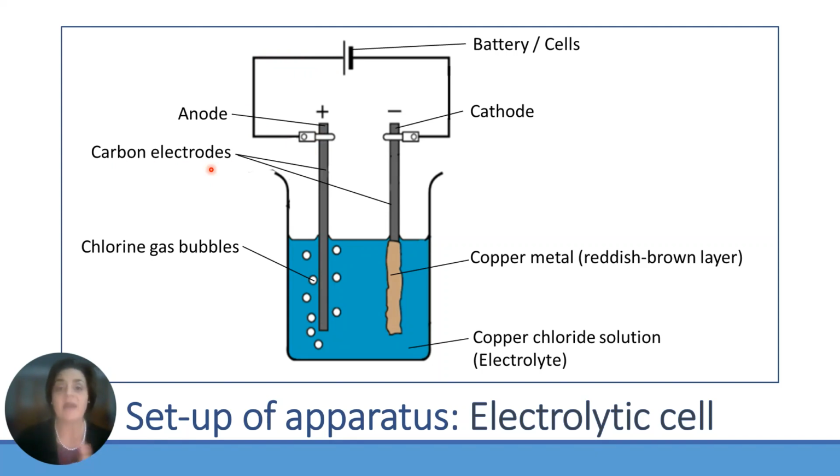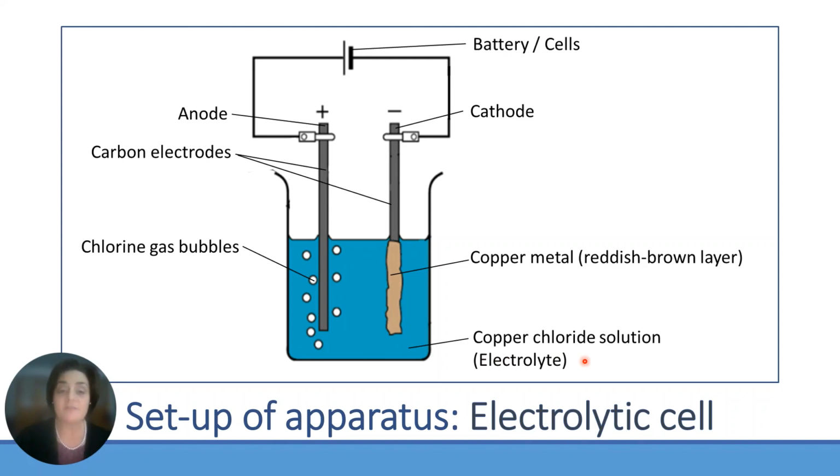It's anode and cathode. The chlorine bubbles were observed, you can smell it and you can see them, at the anode. The positively charged electrode is where we observe the chlorine gas bubbles, and at the negatively charged cathode is where we saw the copper layer, the copper metal that formed around that electrode, the reddish brown layer. And then in the beaker, the blue solution is the copper chloride that was dissolved in water, called the electrolyte.